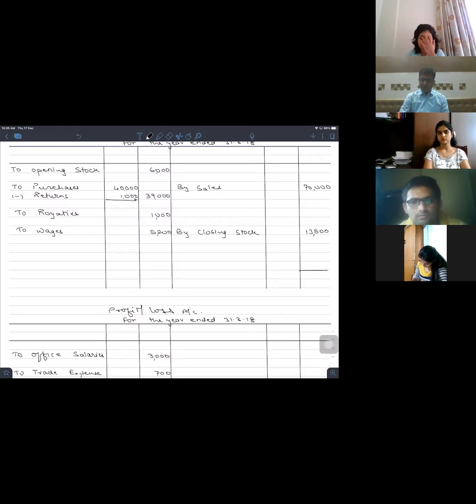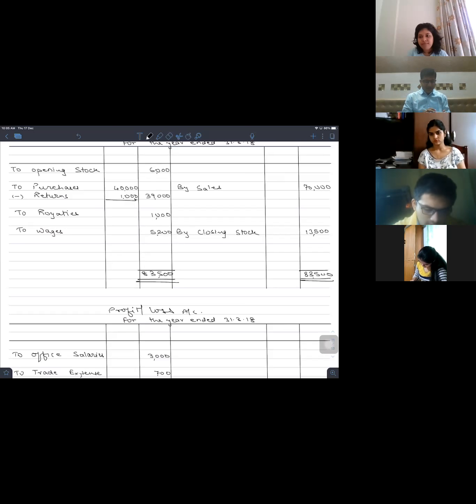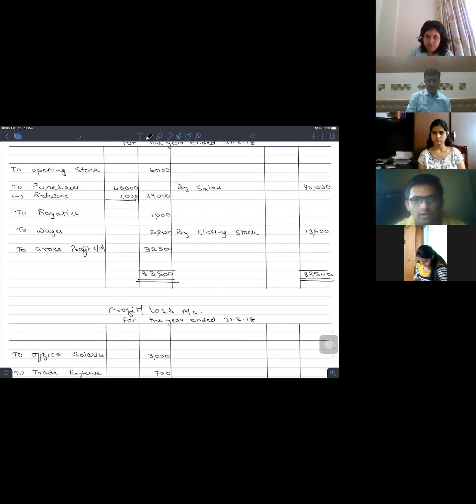So if I make the total, my trading account credit side is better than the trading account debit side, which means there is a profit. Credit side is 83,500. Debit side seems to be lesser than that. So I pick up my calculator. So 83,500 minus 6,000 minus 39,000 minus 1,000 minus 5,200. So the gross profit carried down is 32,300. This is the balancing figure of my trading account. Because trading credit was better than debit, that's why there is a profit.